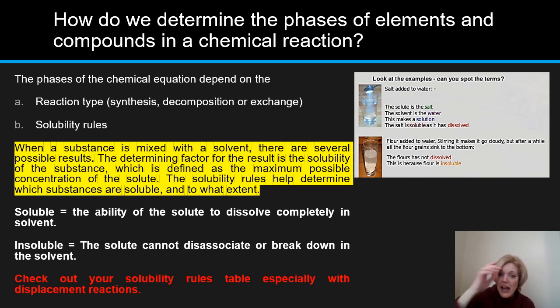So at the top of the slide, you will see the salt is added to the water. The solute is the salt, the solvent is the water, and this makes up a solution. And the salt is soluble as it is dissolved. Versus flour, if you think about flour, this is added to water. The flour has not dissolved, so it's insoluble. If you need any help, come back to this analogy, okay?